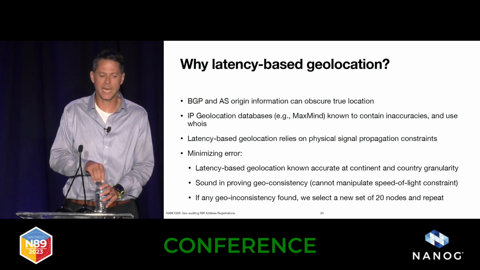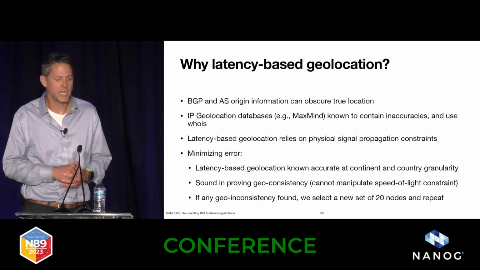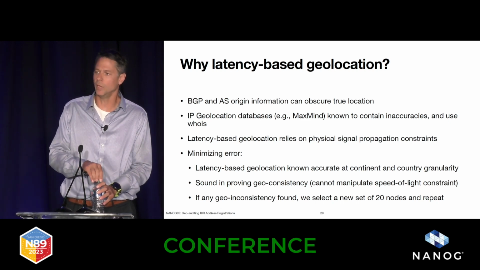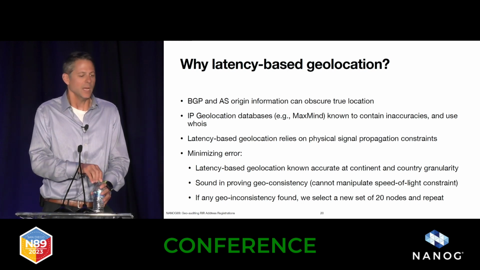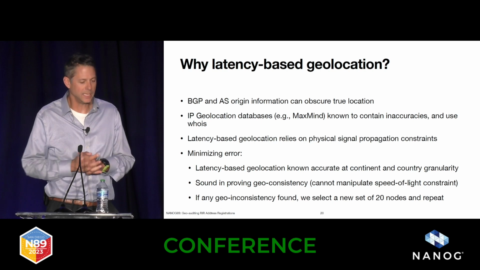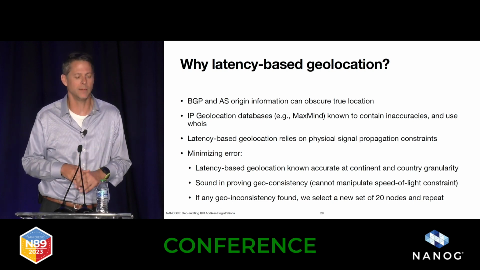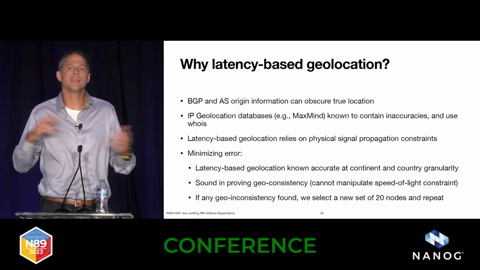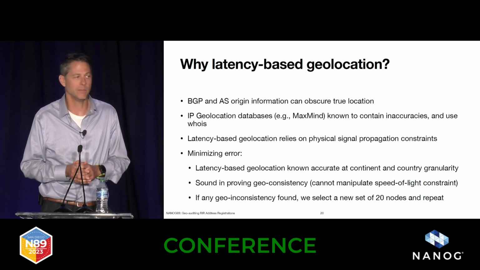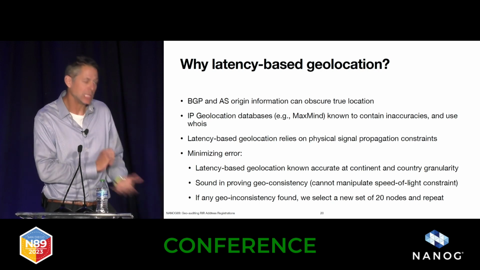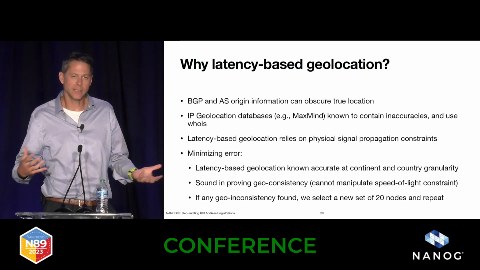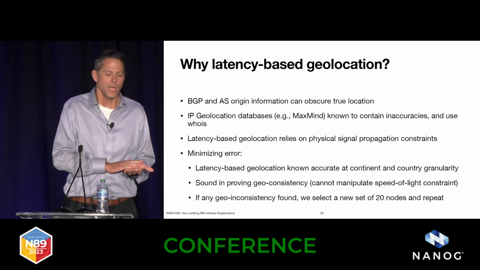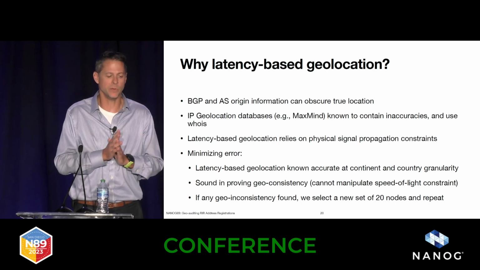Also, if we talk about looking at BGP or AS origin information, as you all well know as network engineers, that can drastically obscure the true location of these addresses. Using latency-based geolocation has some nice properties. One is that it relies on physical signal propagation and speed of light type constraints. And yes, latency-based geolocation can be inaccurate, but at the granularity of, say, RIRs, continents, things like that, it's highly accurate. It's hard to fake the speed of light here, right? So that's why we're using it.